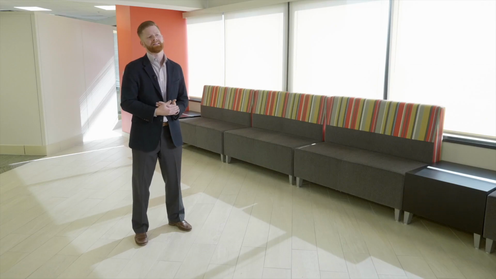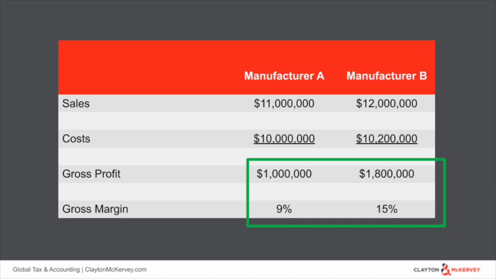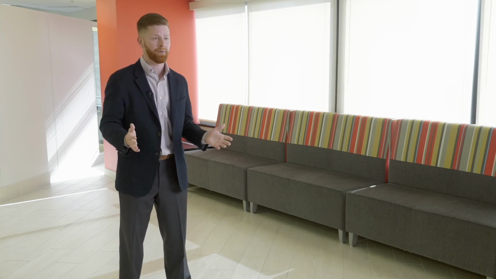So let's expand this by pulling in a comparison. We've got two manufacturing companies, manufacturer A and B. Manufacturer A has 11 million in revenue, 10 million in costs, 1 million in profit, equals 9% gross margin. Manufacturer B has 12 million in revenue, 10.2 in costs, and therefore $1.8 million in profit, which would give them a 15% gross margin. Further, let's say both companies operate in the same general area, designing and building similar products.